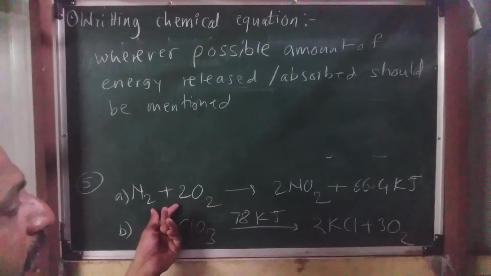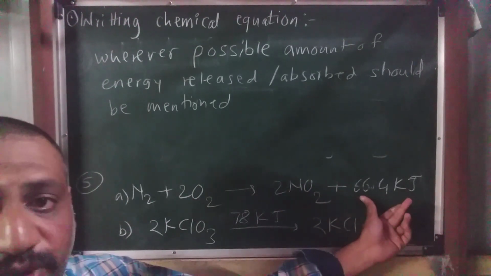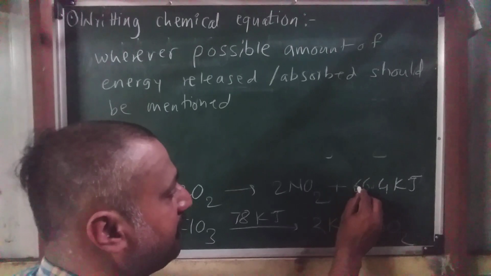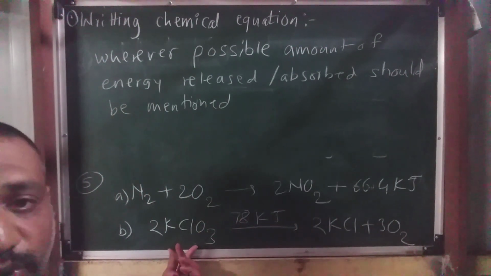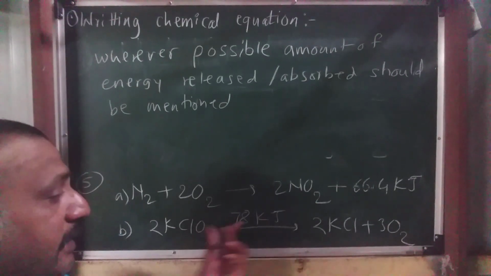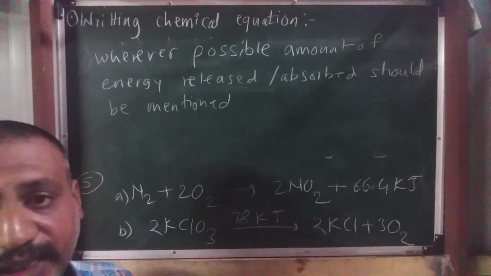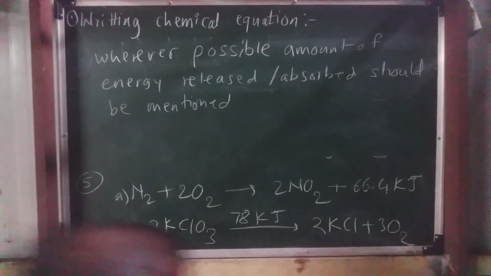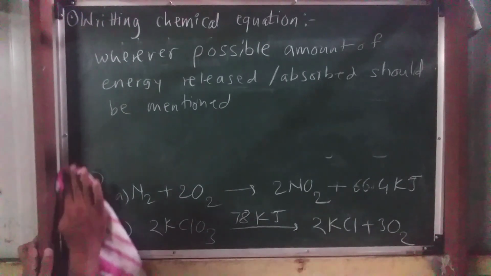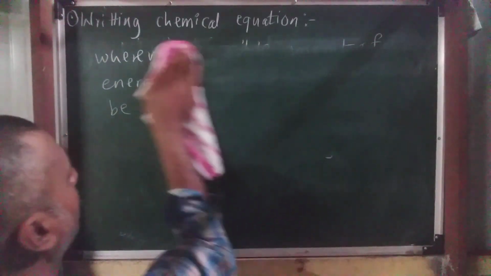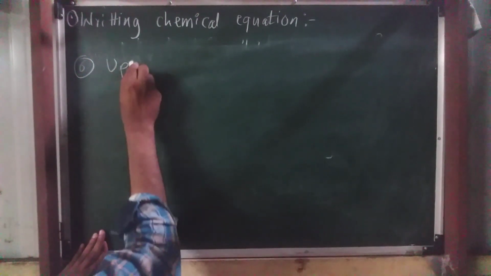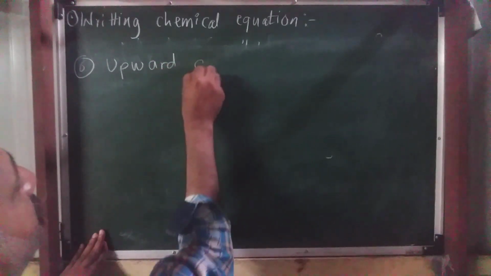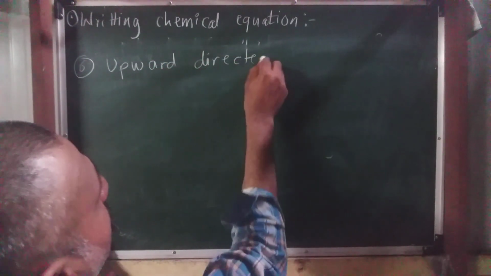So in higher classes you will see these values here. When these reactants unite together, this much energy, 66.4 kilojoule, is released. Here, when this much energy is provided to the 2 moles of potassium chlorate, then potassium chloride and oxygen are released. Now let's have point number 6 about some more arrows. Point number 6 is the upward directed arrow.